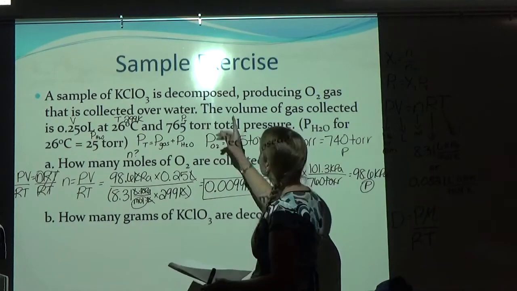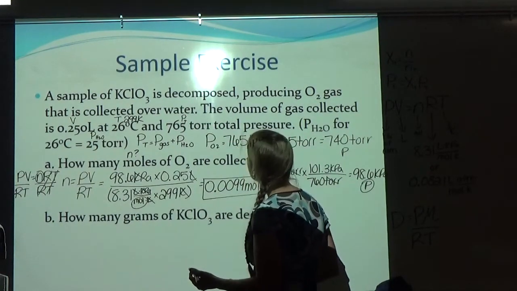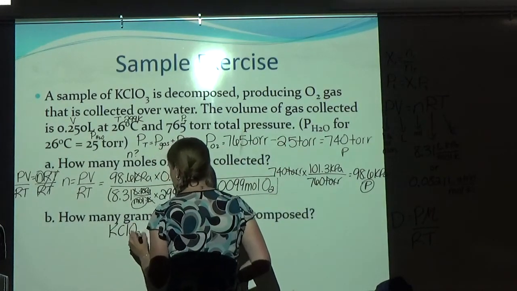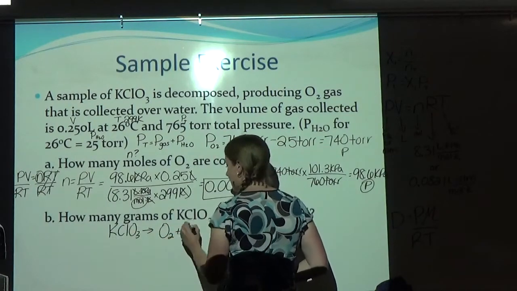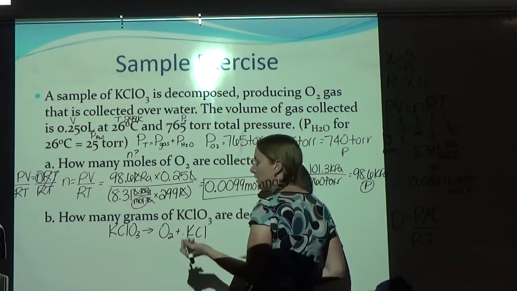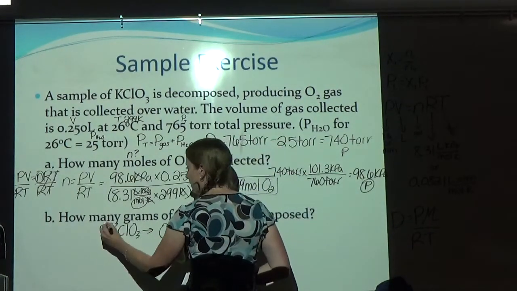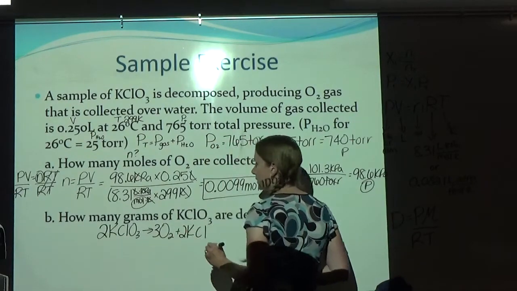Okay, so it says a sample of KClO3 is decomposed producing oxygen gas. So I have KClO3 and it's producing oxygen gas, and so then I can see that KCl is going to be left. However, I do need to balance. I have 3 oxygens and then 2, so I'm going to make them both 6. And now I have 2 Ks and 2 Cls, so I'm going to put 2.